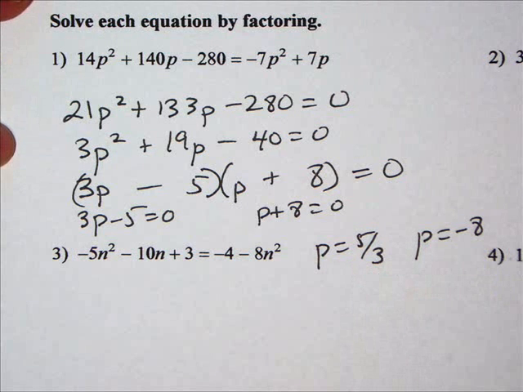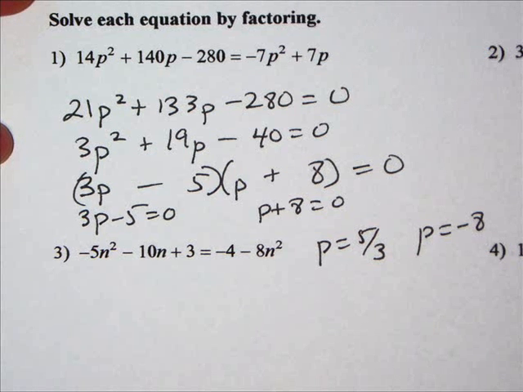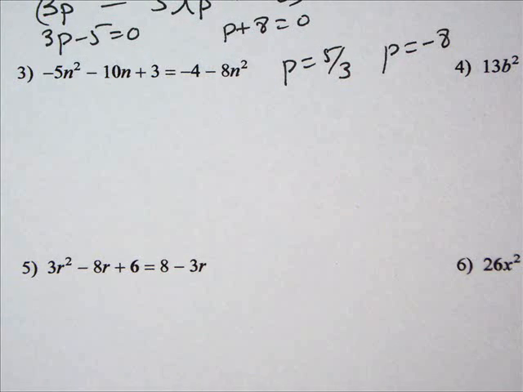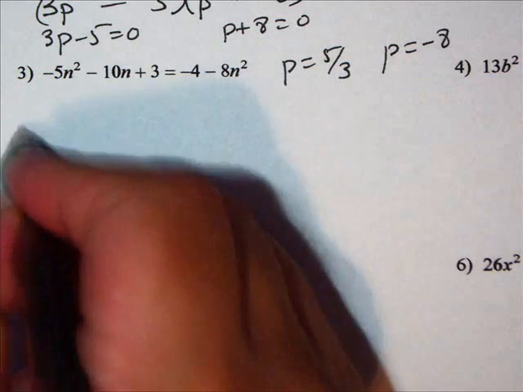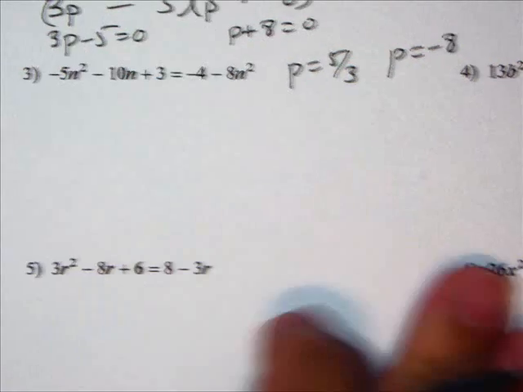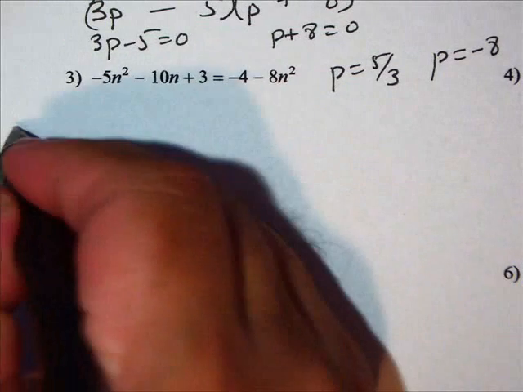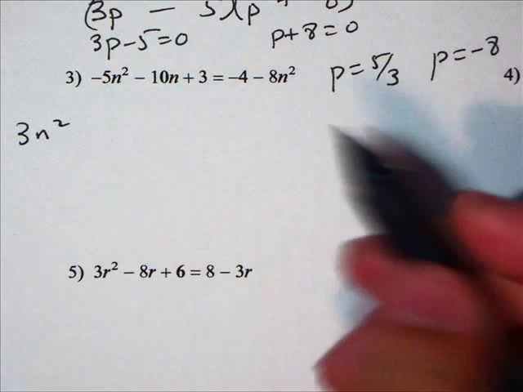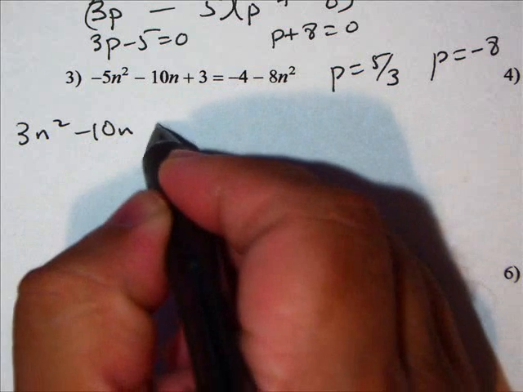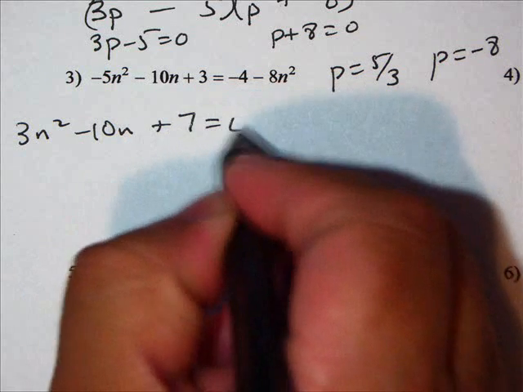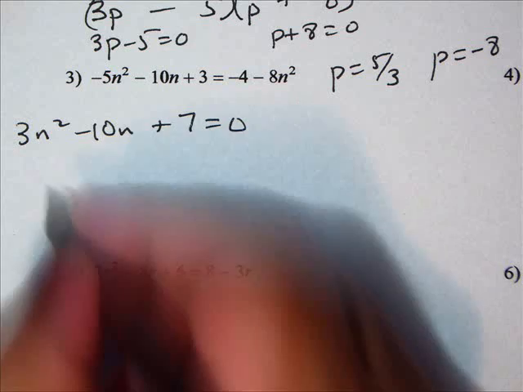Alright, so here we go. That's it. I guess I could do another one. I'm going to do number 3. If you want to pause the video and try it on your own, do that. Okay, number 3. Alright, move everything to the left. It'll give me 3n squared minus 10n plus 7 equals 0. Yeah, this one's a little easier.